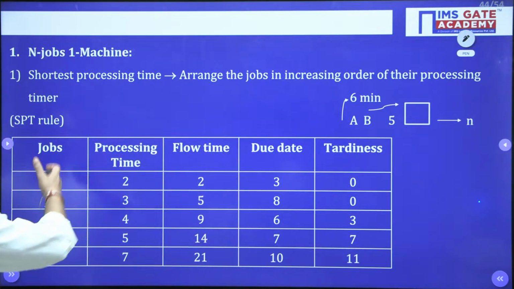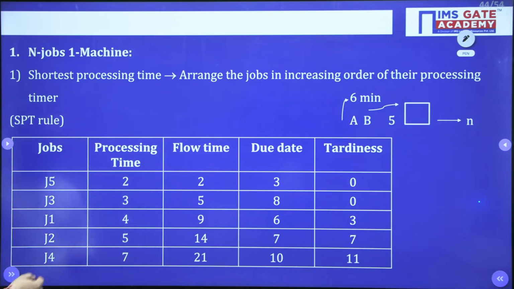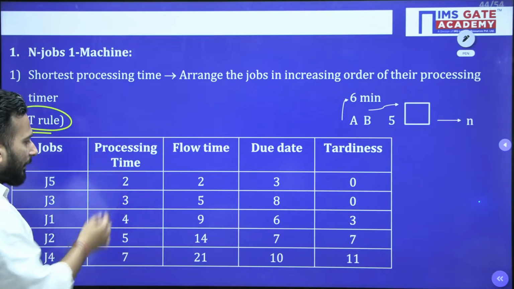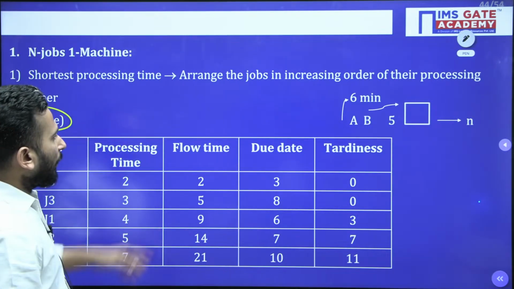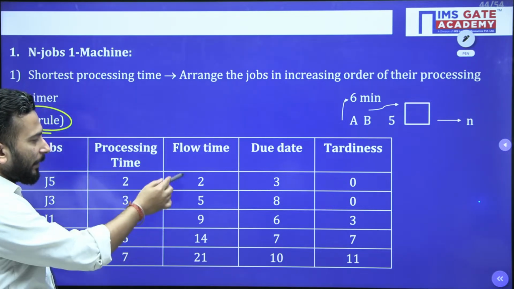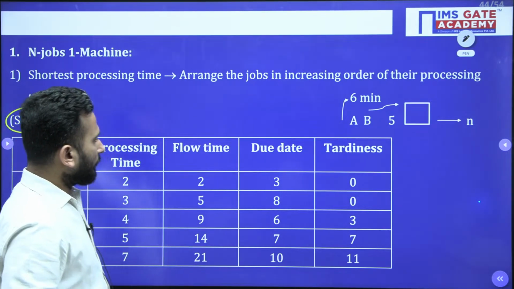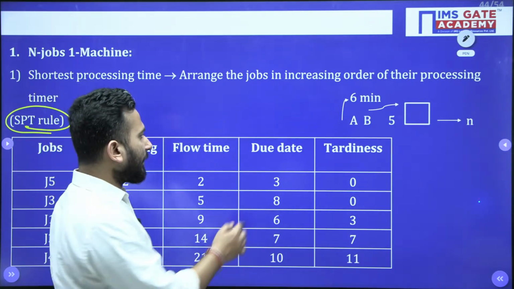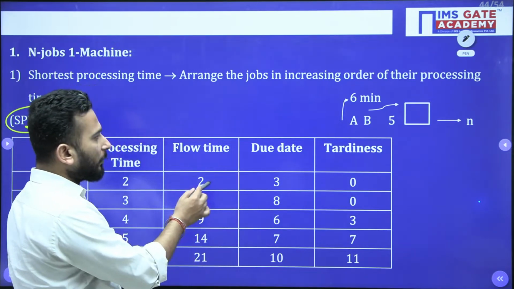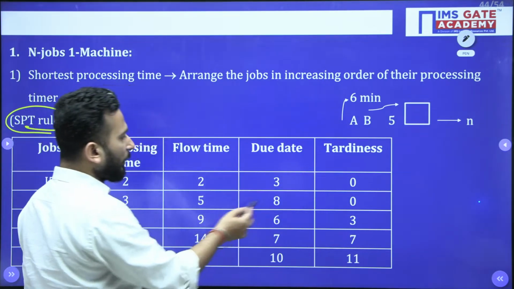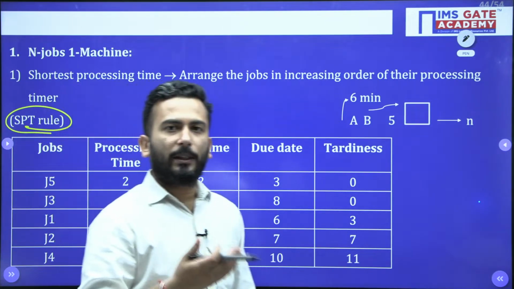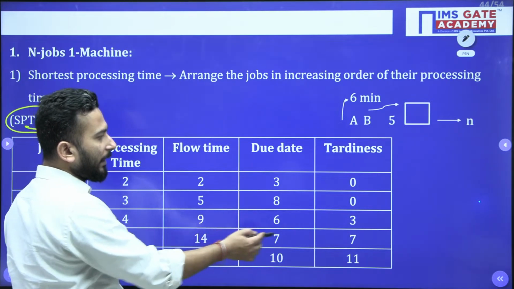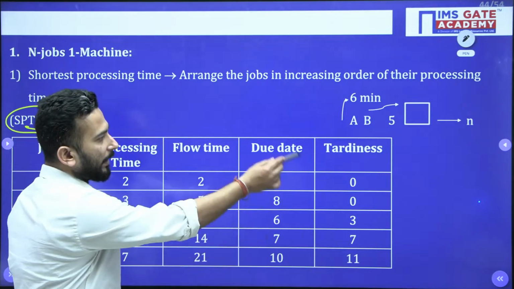So this is a sample problem in front of you, my dear friends. They have given the jobs in some random order, and I have arranged them in terms of SPT, shortest processing time. Flow time is what? You keep adding the processing time and you get the flow time, right? Due date they have given. What is tardiness? You subtract the due date from the flow time. Flow time is 2, due date is 3. Any late? No. So you have to check whether your product is getting delayed or not. Suppose in this case flow time is 9, due date was 6, so it is delayed by 3 days. In this way you can calculate the tardiness.